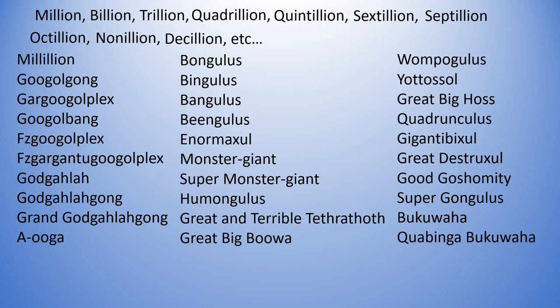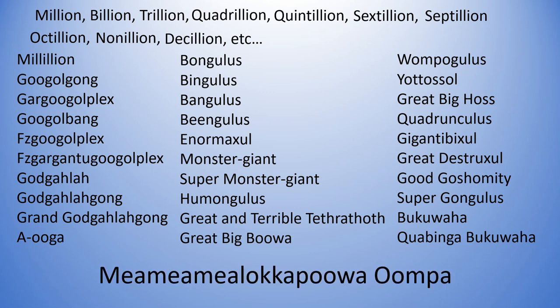But of course, my absolute favourite is the Mia Lokapua Umpa. Of course, they're all very, very silly names, but they have all been used in mathematical problems. So if you want to have some fun, make up your own number, give it a silly name, call it whatever you want.